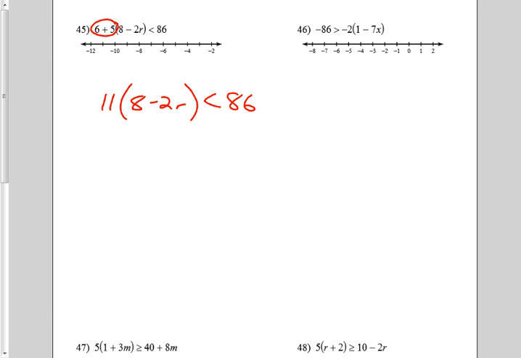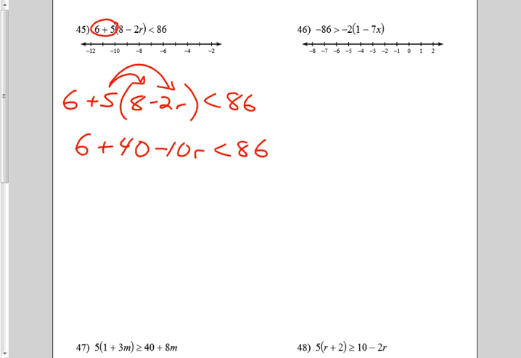Unfortunately, that does not follow order of operations. What we need to do is distribute that 5 first. Then we'll deal with the 6. So, there it is distributed because multiplying comes before addition. And now I can add those like terms and get 46. The rest of this will hang out for the run.